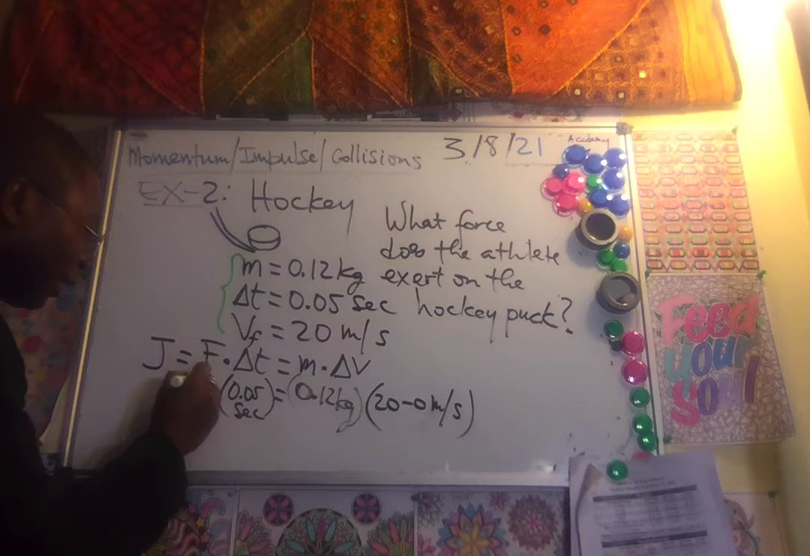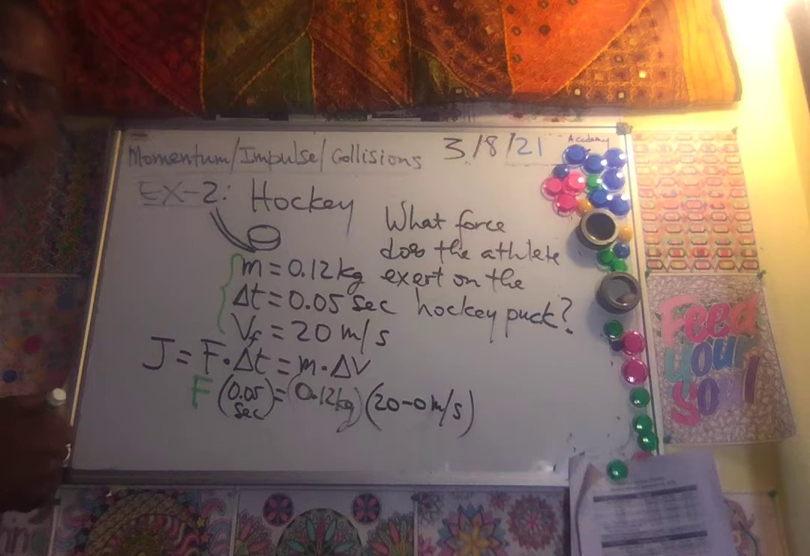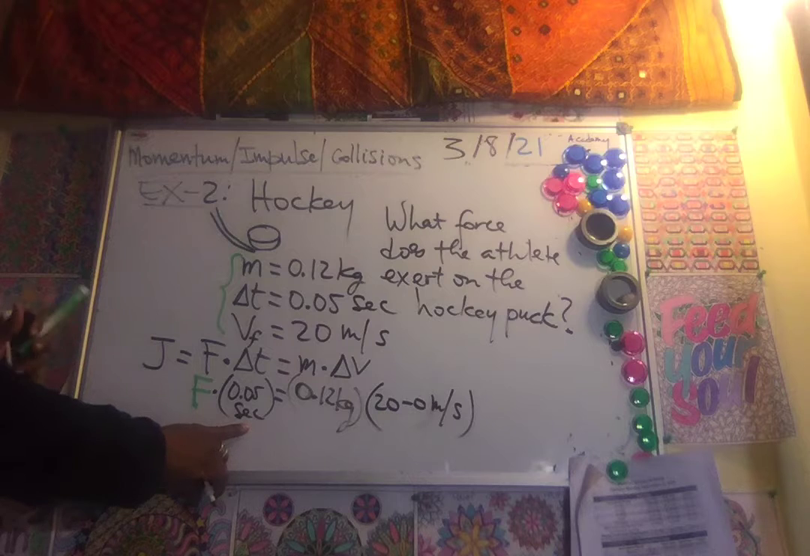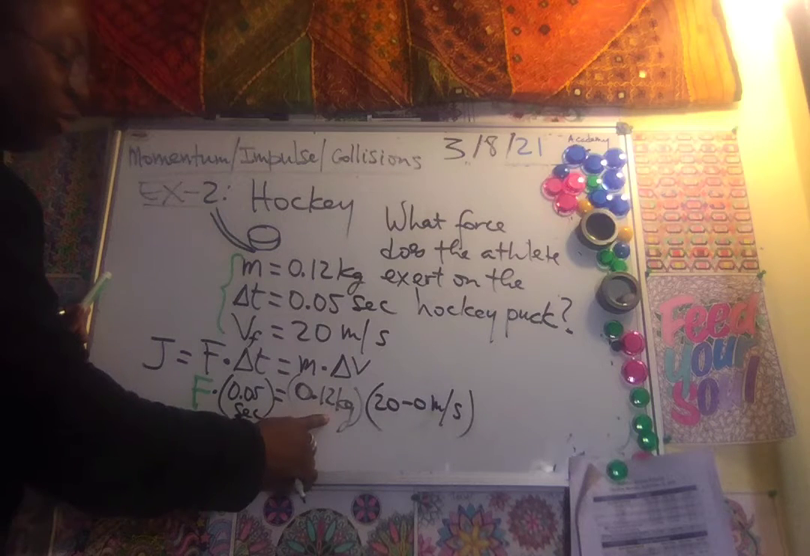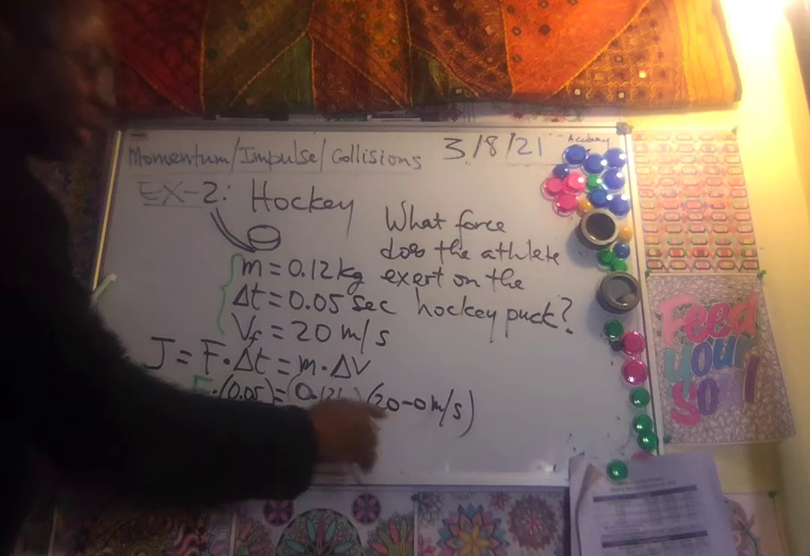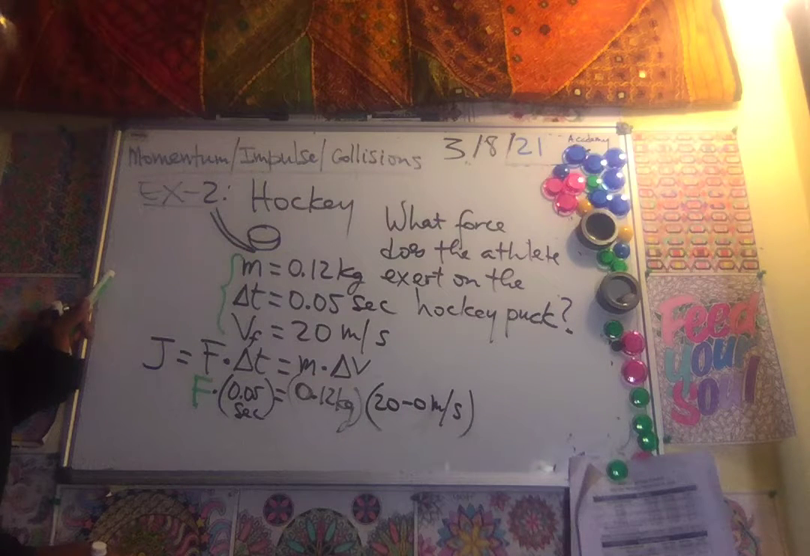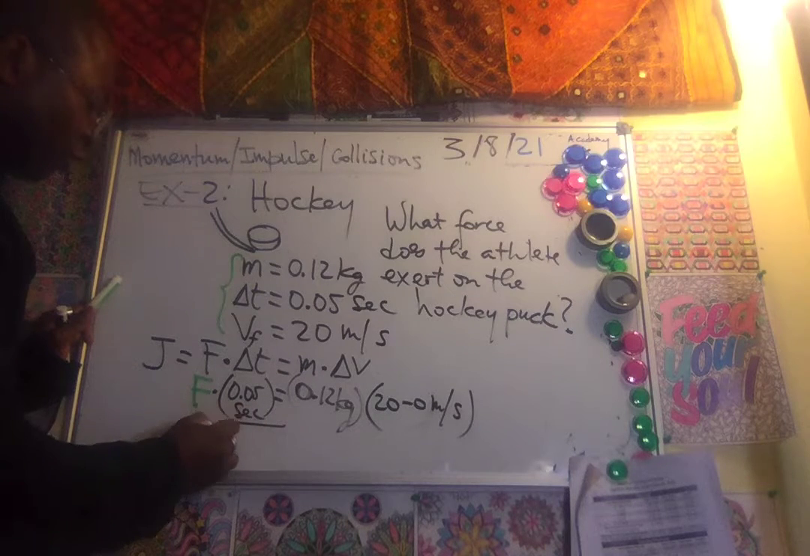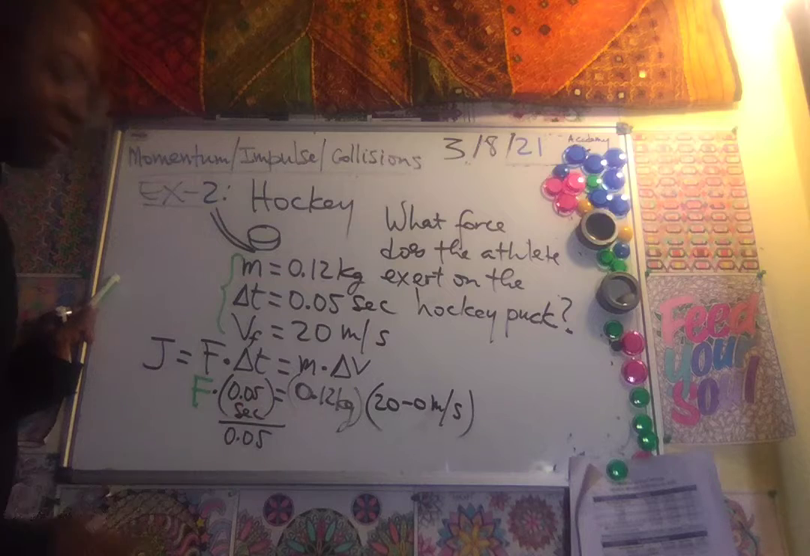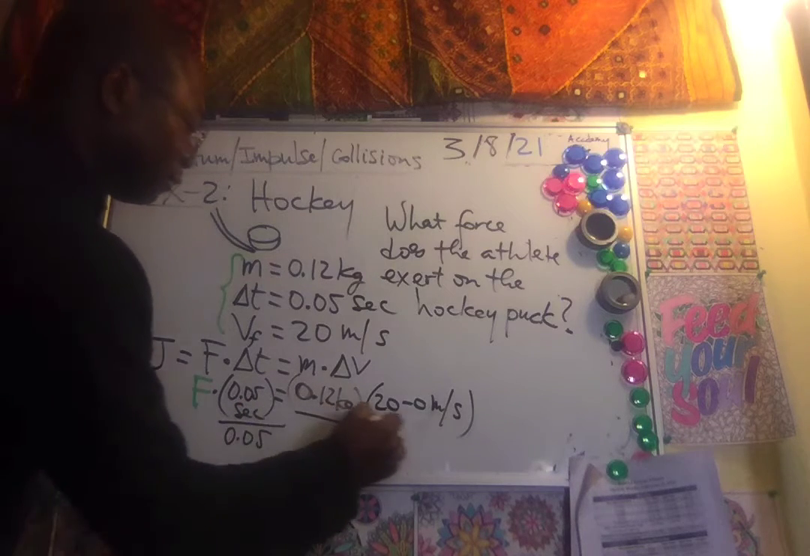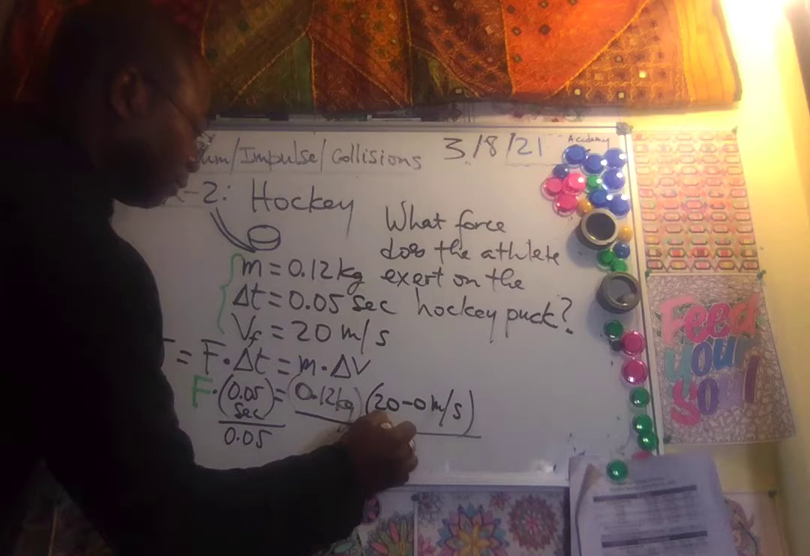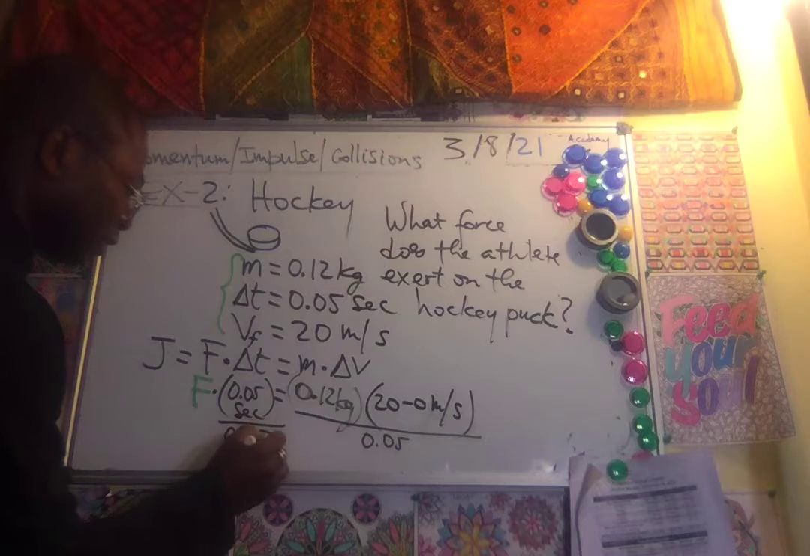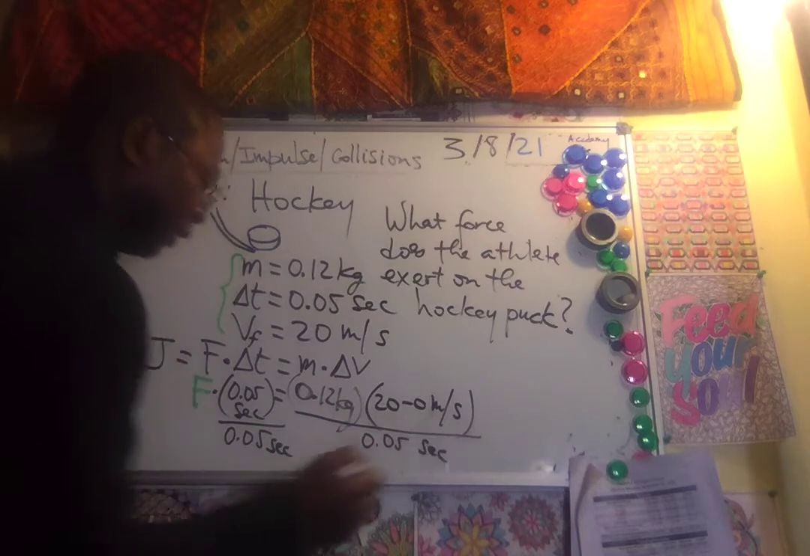So I'm going to put that in green, guys. Force. So force times 0.05 second equals 0.12 kilogram times 20 meters per second. Can we solve for the force? Yes. Divide both sides by 0.05 second.